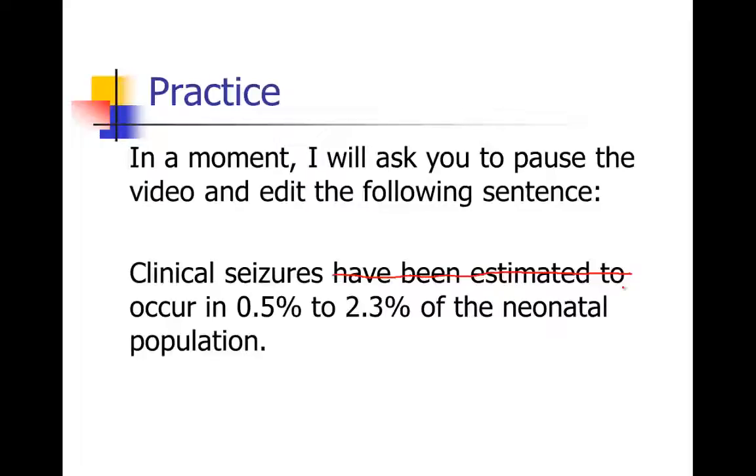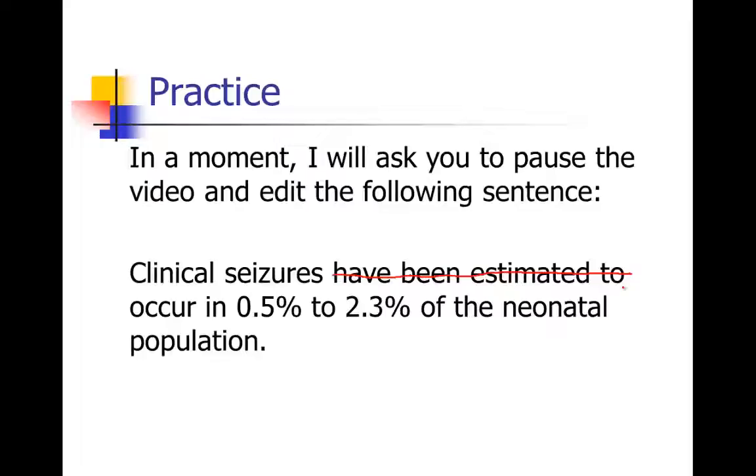But notice that in the statistics in this sentence, the 0.5% to 2.3%, that's a range. So it's obvious immediately to the reader that you're talking about estimates because you've presented the reader with a range of possible different values. So I think in this case it's okay to just say clinical seizures occur, and then of course we can give the references for those numbers at the end of the sentence. We don't need all this have been estimated to. And then we get to occur in 0.5% to 2.3% of the neonatal population.